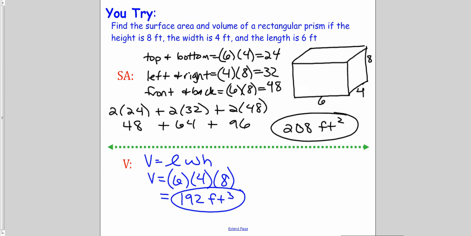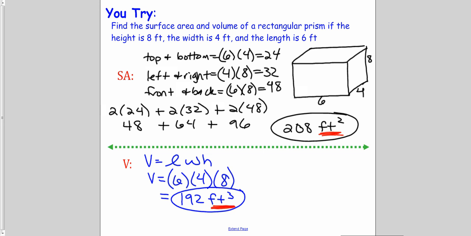So my answers are on the screen. The surface area I got was 208. Check your units, please. We should have feet squared right there. My volume was 192. Check your units. It should be feet cubed. So if you need to write this down, please pause the video here.